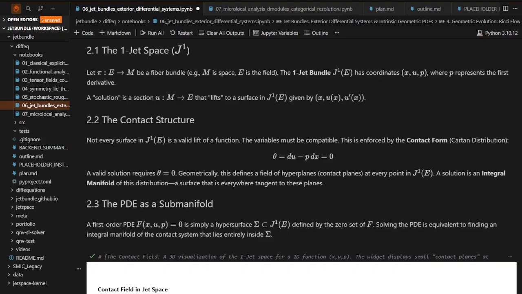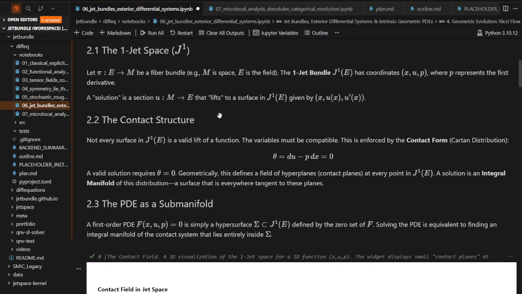So let's look at the one jet space, and this is the most simple one to understand, and it's actually really intuitive. It's not hard. So let pi be some fiber bundle where we have some field that is a map onto some space, the jet space. The one jet bundle has coordinates x, u, and p, where p represents the first derivative because it's the one jet space.